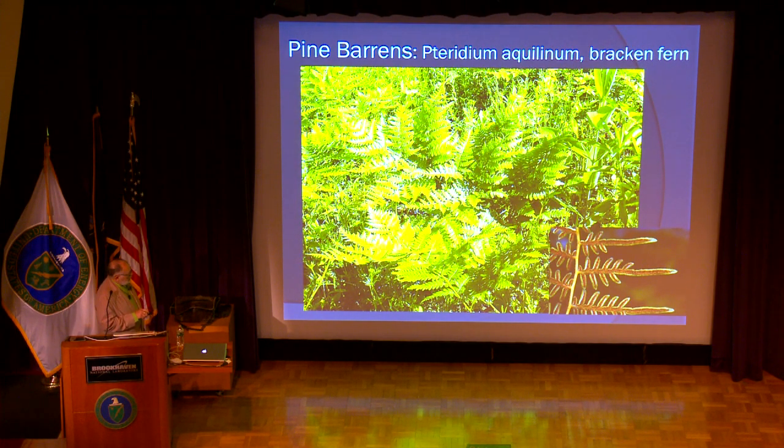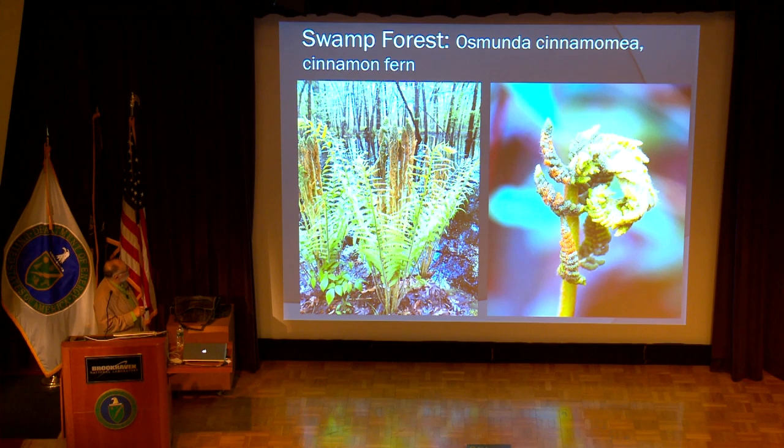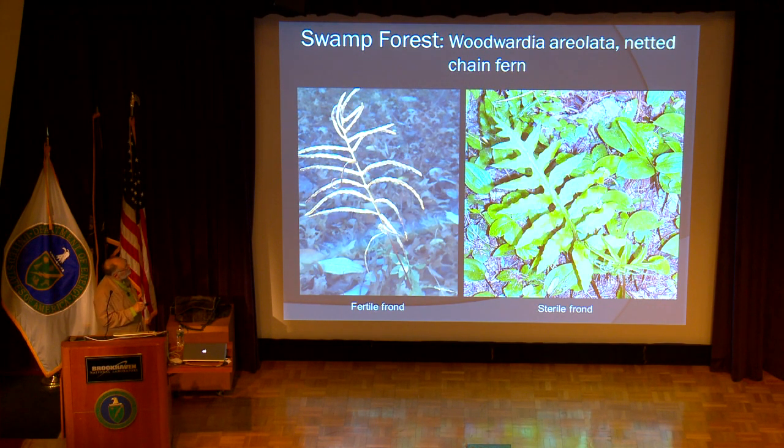And here's the sori. Well, really, the undersurface of the leaf is almost all given over to sporangia, sort of marginal indusium, you would say. Here's the swamp forest with Osmunda cinnamomea, the cinnamon fern. I think it's called that because of the cinnamon color of the sporangia, which are formed here on separate megaphylls, separate fronds. And the fiddlehead uncoiling, which you'll see pretty soon now. Here's another swamp forest fern, Woodwardia areolata, the netted chain fern. And they have separate fertile and sterile fronds.